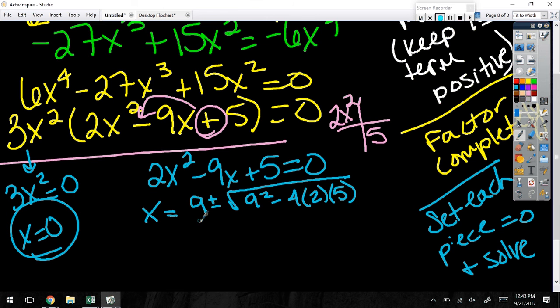4AC all over 2A. What are you confused about? What did you do with the 3x squared? I set it equal to 0 and solved it. So that's out of it. That's an answer on its own. I don't have to do anything else with it right now.